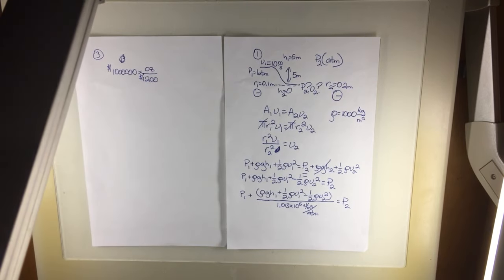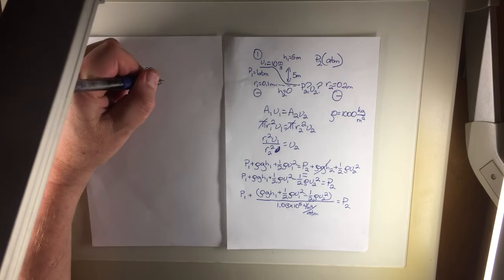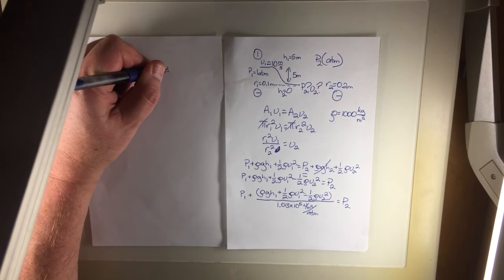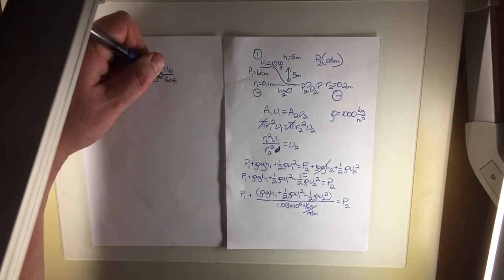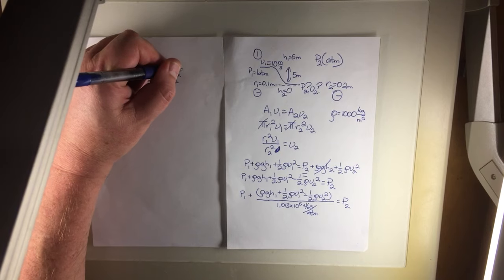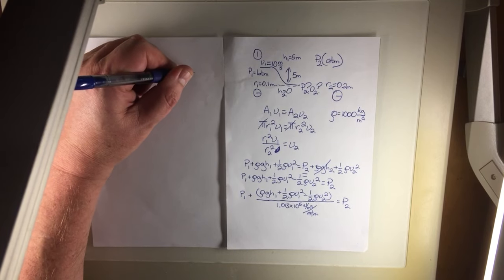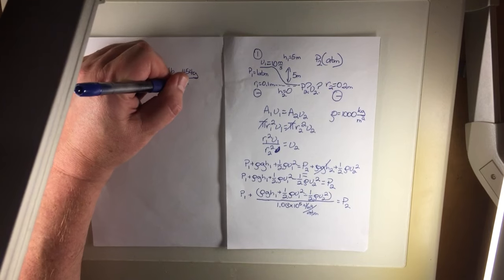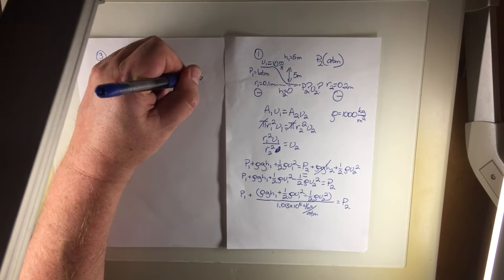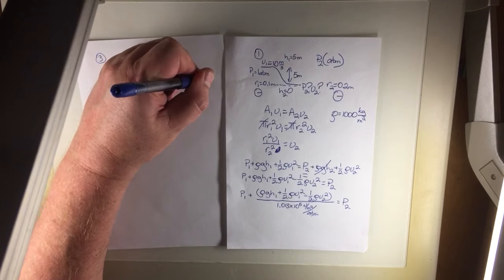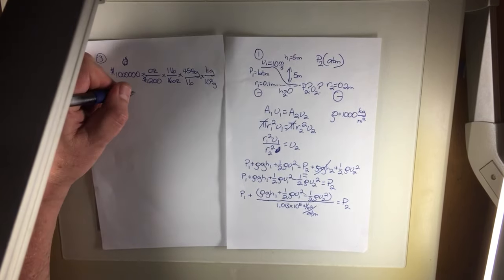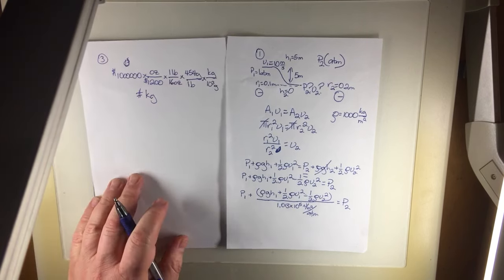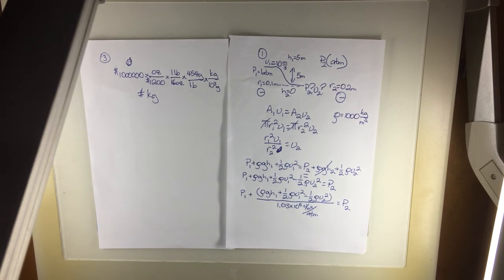Each ounce, 16 ounces to a pound, 1 pound, 16 ounces, and then 454 grams per pound, and then 1,000 grams per kilogram. So this will give you some number, the mass of gold in kilograms.